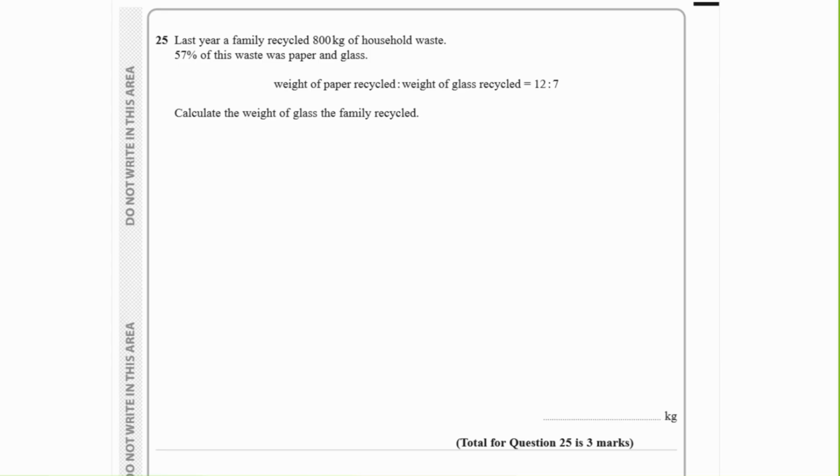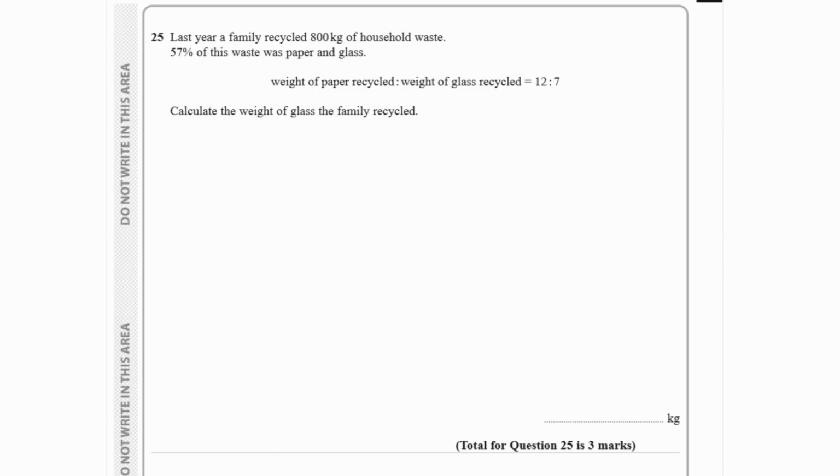Question 25. Last year, a family recycled 800 kilograms of household waste. 57% of this waste was paper and glass. The weight of paper recycled to the weight of glass recycled is equal to 12 to 7. Calculate the weight of glass the family recycled.